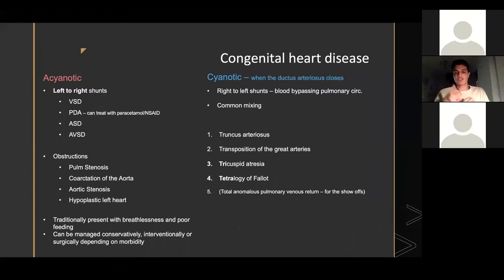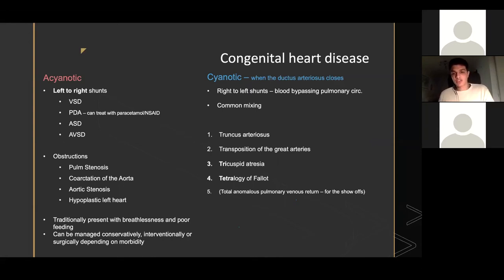2 is transposition. The two main arteries are switched, okay? So that's transposition of the great arteries, giving you 2 sets of circulation. So you have a systemic circulation around one side of the heart, and you have a pulmonary circulation around the other side of the heart, okay? We'll talk about that in a minute, so don't worry about that just yet.